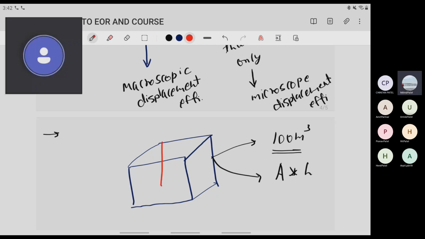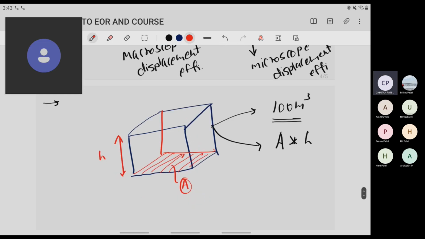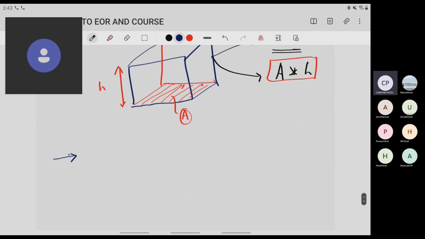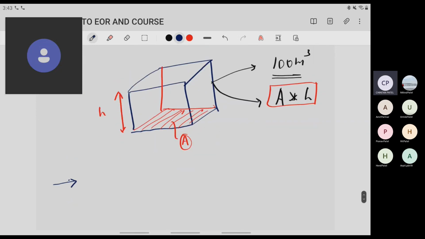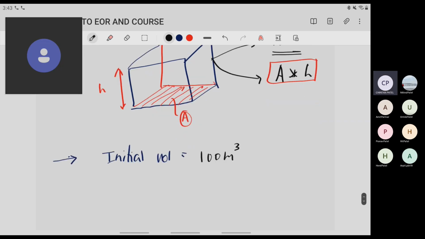Let's suppose this is my area and this is my height. So can I write this as area into height? Yes. Okay, correct, good. And now I can say that let's suppose the initial volume we have is 100 meter cube.